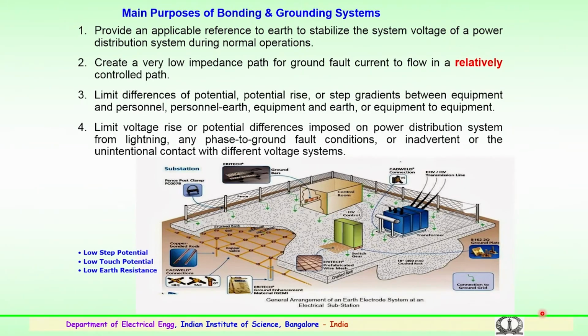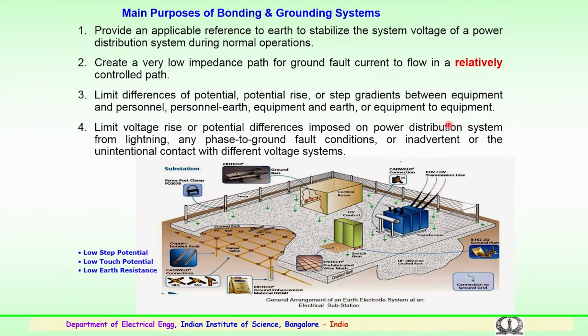The earthing or grounding should create a very low impedance path for the ground fault currents in particular, so that they flow in a relatively controlled path, that is, the fault currents should flow through the designated ground which is connected to the equipment. This grounding or earthing limits the differences of potential, particularly the rise in potential or the step gradients between the equipment and sometimes the personnel, the step potential between the person and the earth, or equipment and the earth, or equipment to equipment.